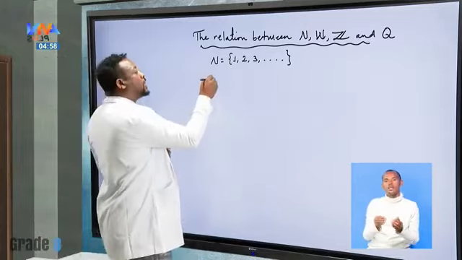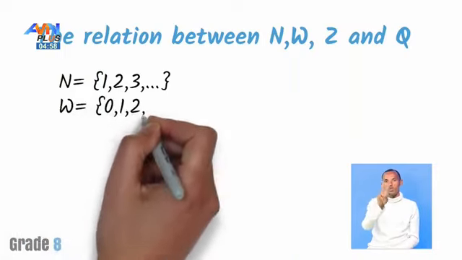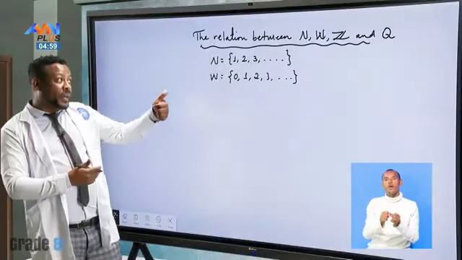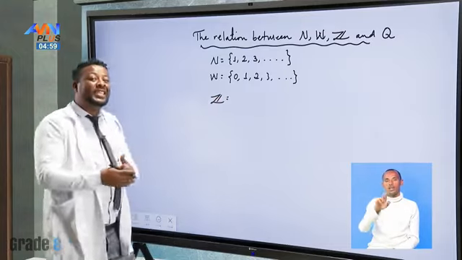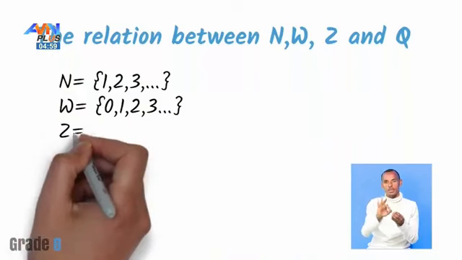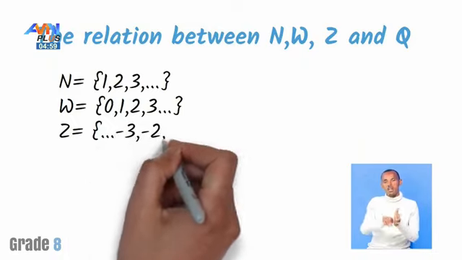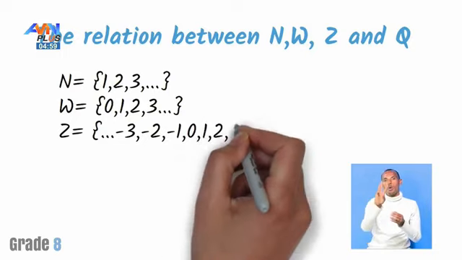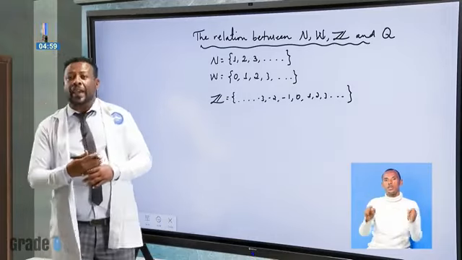The set of whole number contains numbers such as 0, 1, 2, 3, and so on. The third set of numbers that we have here is capital Z, which is a notation that we use to represent the set of integers. So the set of integers contains numbers such as negative 1, negative 2, negative 3, and so on, and whole numbers, right? So this is the set of integers.